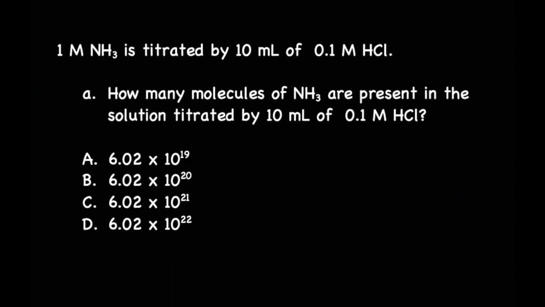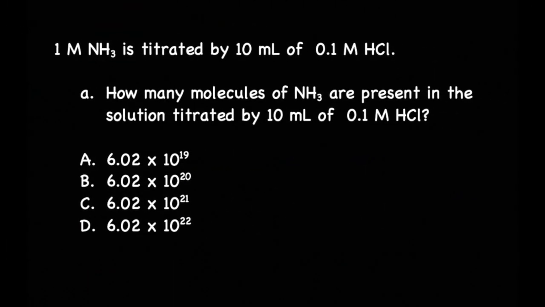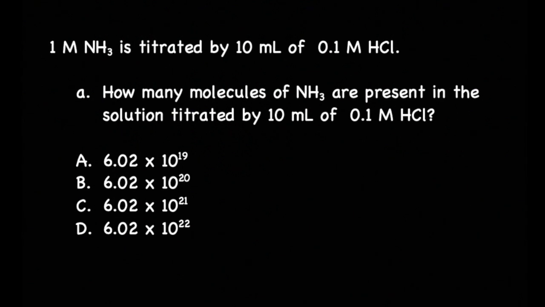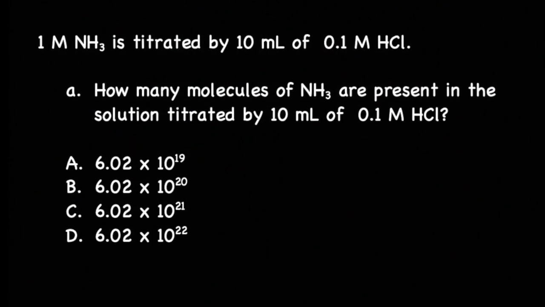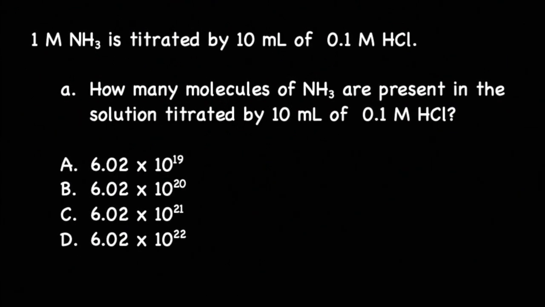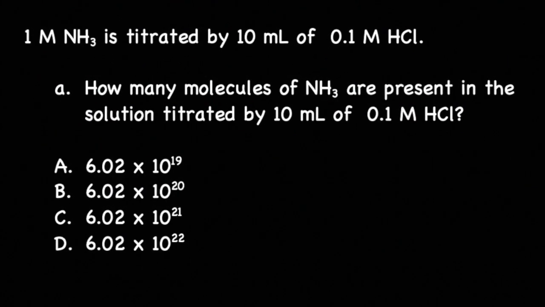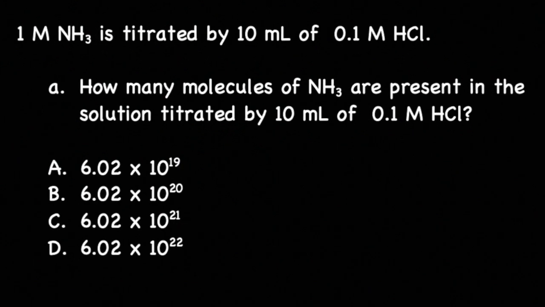Now, to go into a better understanding of how to solve for these moles or the concentration or the volume used and everything, how to solve for these variables, which equations to use, I'm going to focus on three different questions. Let's begin with the first one. 1 molar ammonia is titrated by 10 mL of 0.1 molar HCl. How many molecules of NH3 are present in the solution titrated by 10 mL of 0.1 molar HCl?